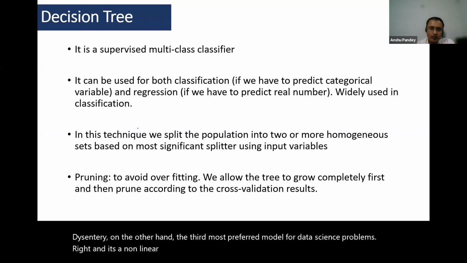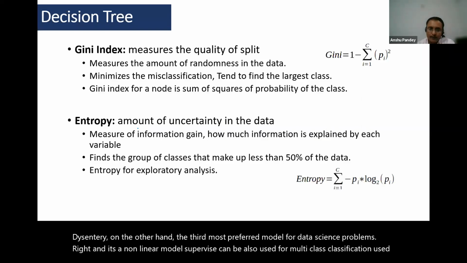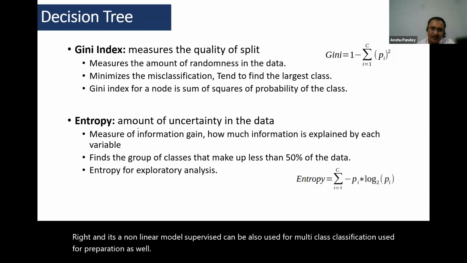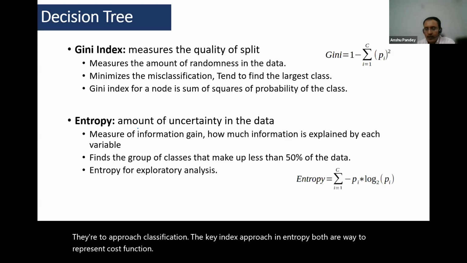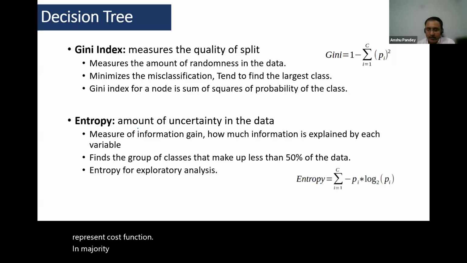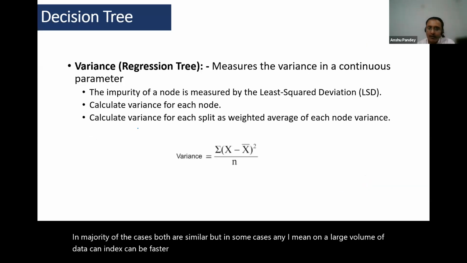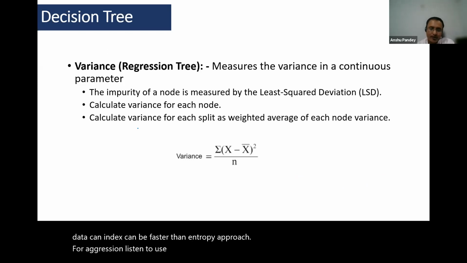Decision tree can be used for multi-class classification, and for regression as well. There are two approaches for classification, the Gini index approach and entropy. Both are a way to represent the cost function. In the majority of cases, both are similar, but in some cases, on a large volume of data, the Gini index can be faster than the entropy approach. For regression, decision tree uses a variance reduction approach, where it tries to reduce the variance or variability of the target attribute.